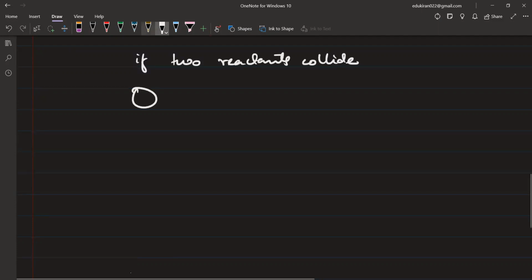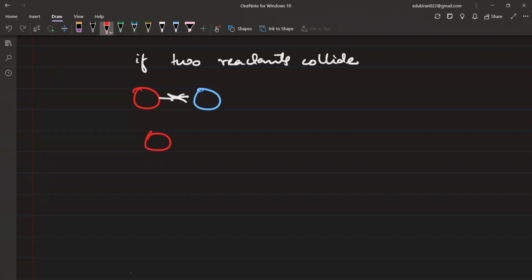And this collision should be, for example, if I have a molecule which is red colored and another molecule which is blue colored, and they collide with each other, this collision should be completely head on. This is one of the conditions. Let us suppose there is another collision like this. These two are also colliding with each other, this is going in this direction, this is going in this direction, so obviously they are going to touch each other.